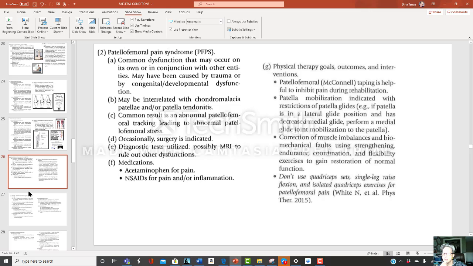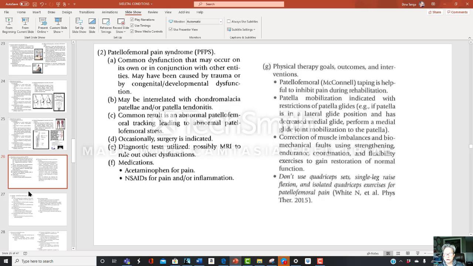Patellofemoral mechanical taping is helpful to inhibit pain during rehabilitation. Patella mobilization is indicated with restrictions of patella glides. For example, if the patella is in a lateral glide position and has decreased medial glide, perform a medial glide joint mobilization to the patella. Correction of muscle imbalances and biomechanical faults using strengthening, endurance, coordination, and flexibility exercises to regain restoration of normal function.